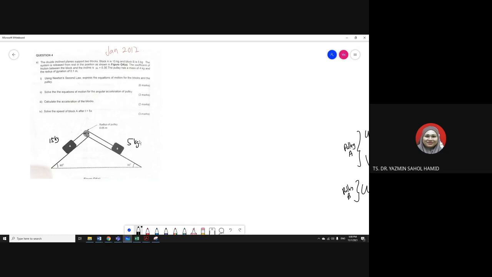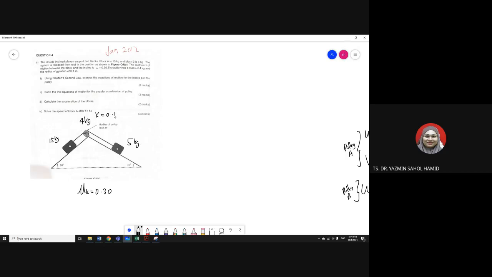The coefficient of friction between the block and the incline. So there is a friction already given. So the friction is given 0.30. The pulley has a mass of 4 kilograms. So even the pulley has a mass of 4 kilograms. Okay, and the radius of gyration is 0.1. So dia dah bagi the radius of gyration is 0.1.